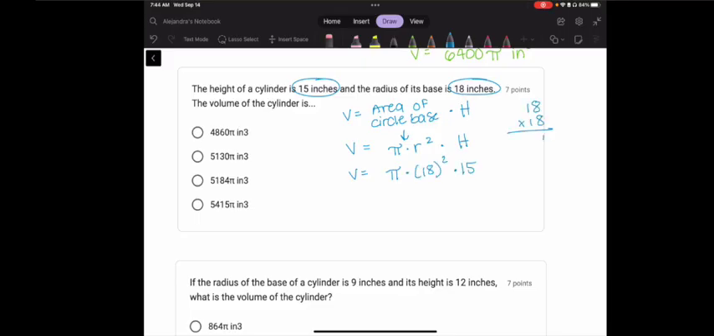So let's see, 18 times 18 will be 4, carry the 6. That will be 8 plus 4 is 14. And then over here, I'll have 8, 1, add together, 4, 12, carry the 1, and 3. So the volume is going to equal pi times 324 times 15.